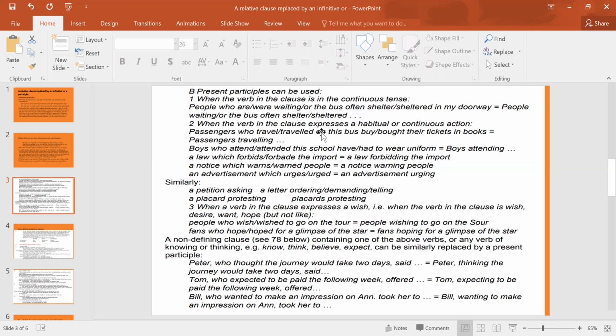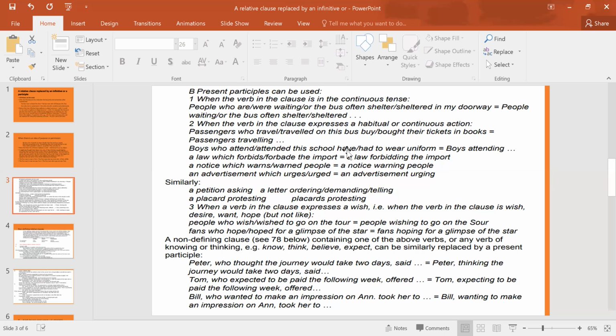When the verb in the clause expresses a habitual or continuous action. So this is another case. This is case number 2. People who travel or traveled on this bus buy or bought their tickets in books. All right. You can call it like this: people traveling on this bus buy or bought tickets in books. You can replace this defining relative clause with "traveling" when this "who travel" or "who traveled" shows a habitual or a continuous action.